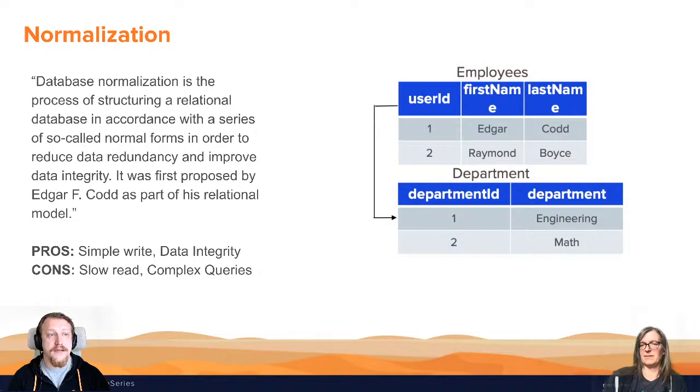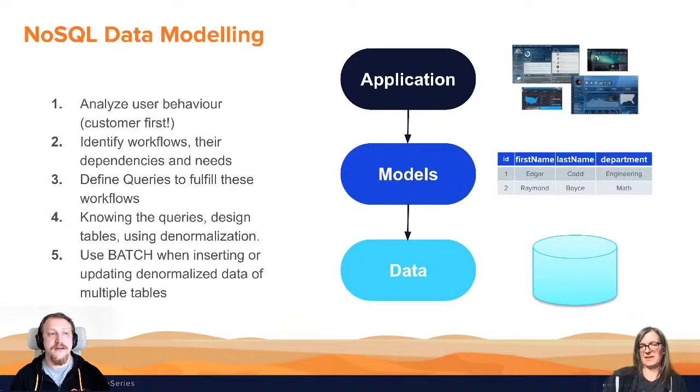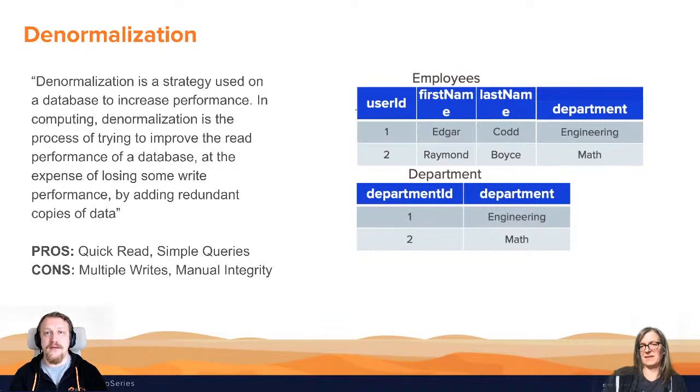So don't forget, normalization makes simple writes and better data integrity, but it makes slow reads and complex queries. With denormalization, we go for quick reads because we want our customers to not wait. We want to dispatch answers to them within milliseconds, very quickly, every moment, even with a big data system. And yes, we have to take care of multiple writes and take care of the manual integrity. So that's the price to pay for the best possible response time for our customers. We have to take care more about the data integrity, as there are no more foreign keys.